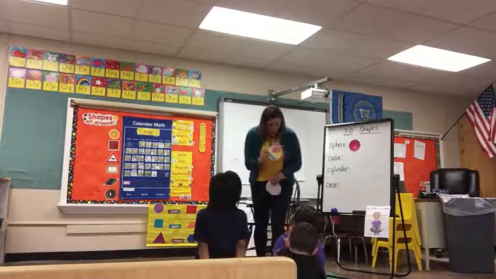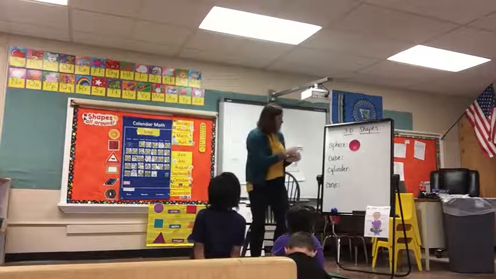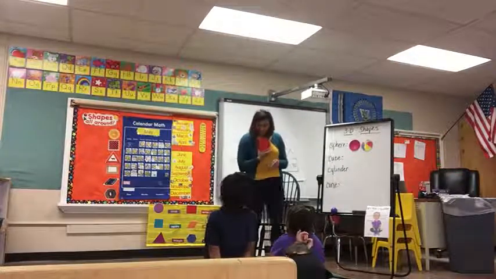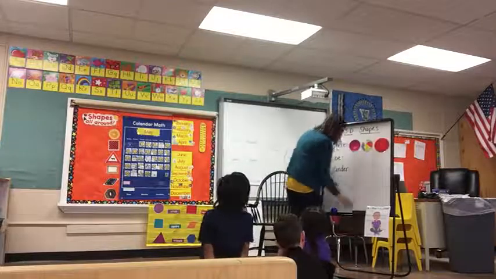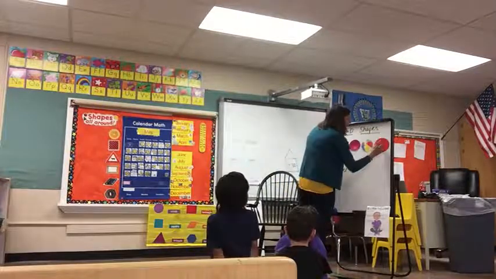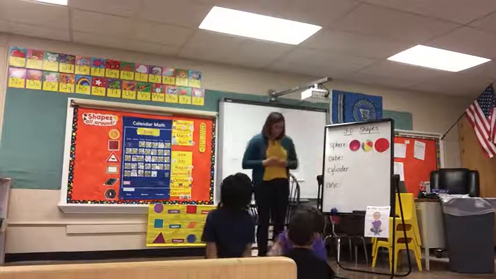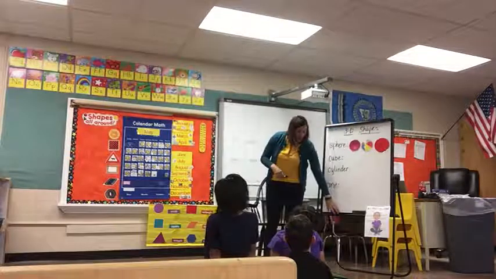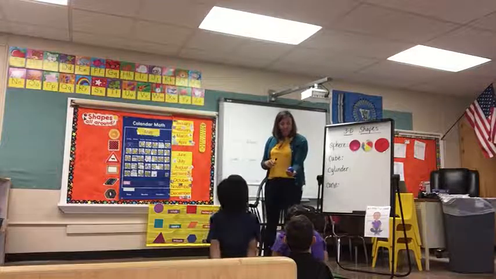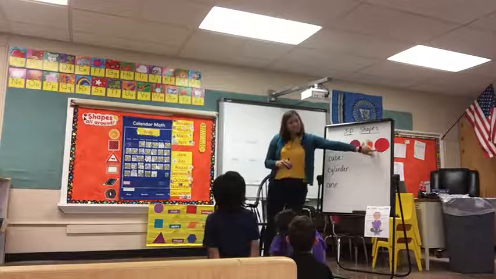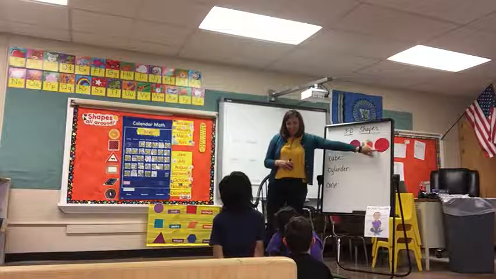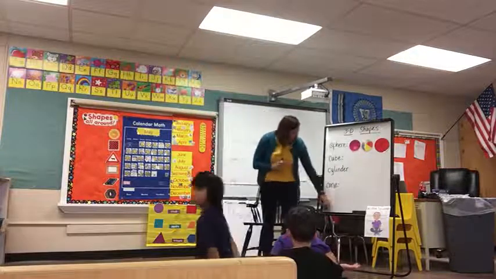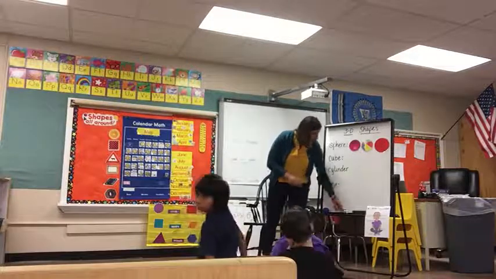This beach ball is a sphere. This circle is not a sphere. That circle is flat. It is not a sphere. This ball is a sphere. This stress ball is a sphere, but this circle is not a sphere. This is a sphere. What's this shape? Sphere. That's our first new shape.